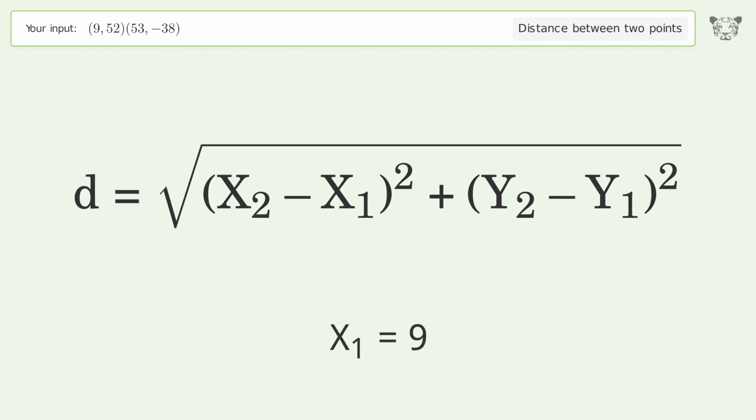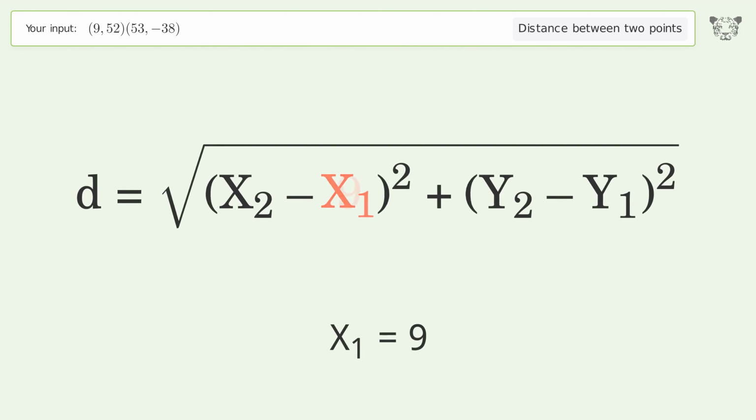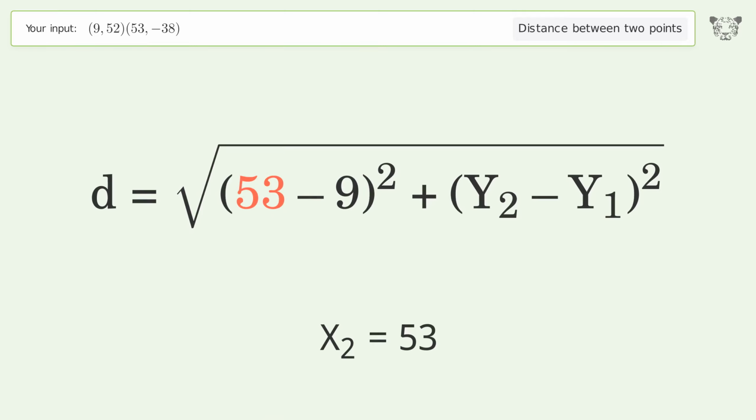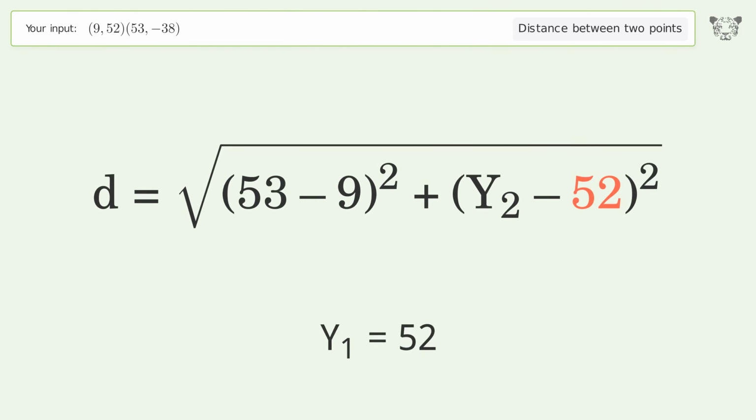x1 equals 9. x2 equals 53. y1 equals 52. y2 equals -38.